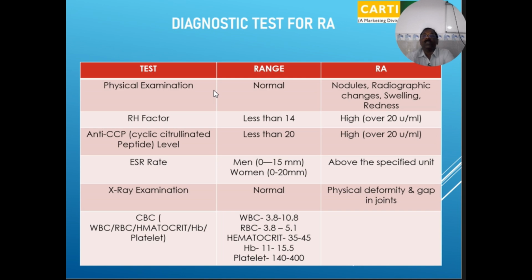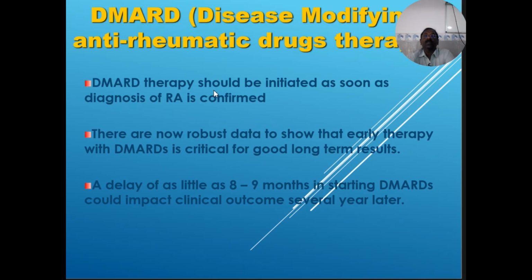Diagnostic tests for rheumatoid arthritis: physical examination, rheumatoid factor, anti-CCP, ESR, X-ray examination, etc. DMARD therapy should be initiated as soon as the diagnosis of rheumatoid arthritis is confirmed. There are now robust data to show that early therapy with DMARDs is critical for good long-term results.